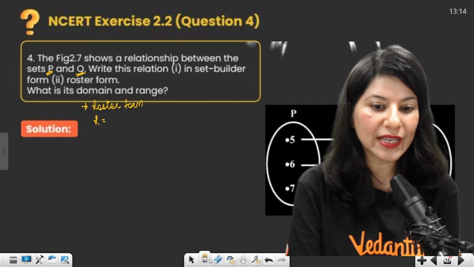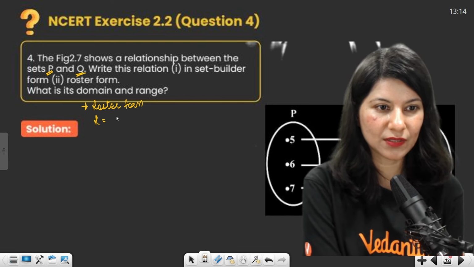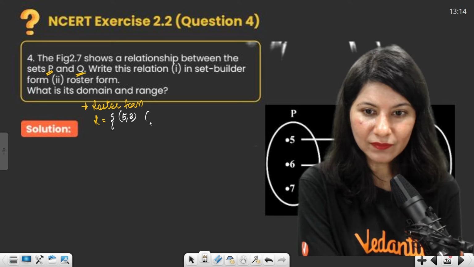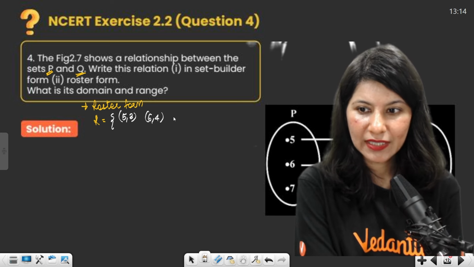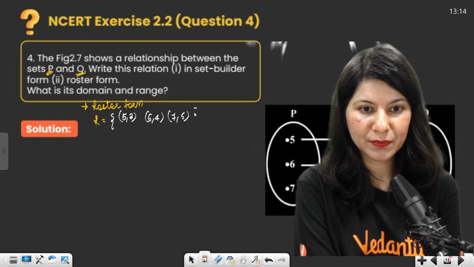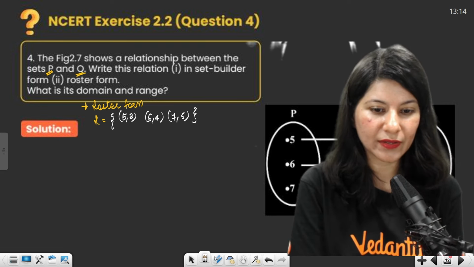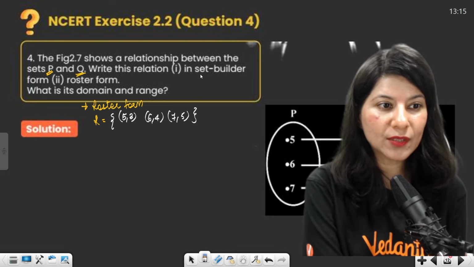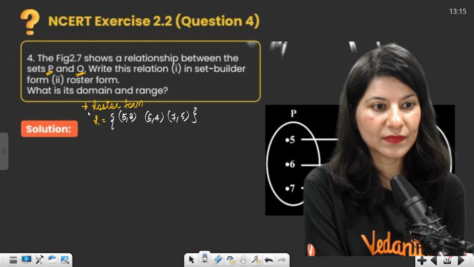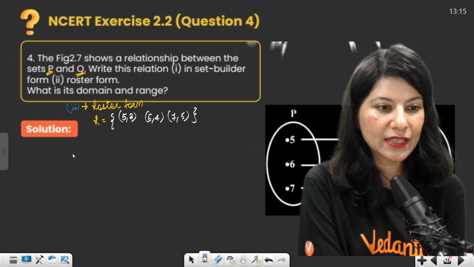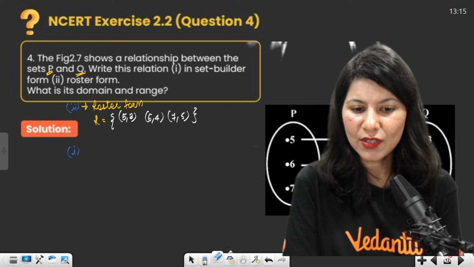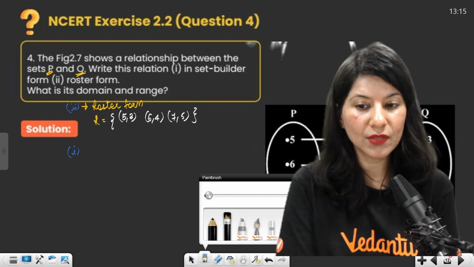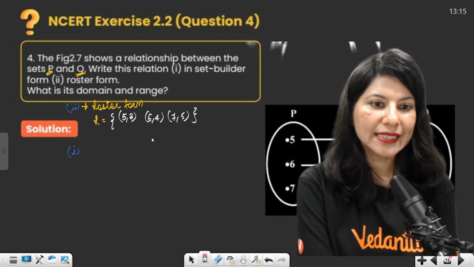And then after that, looking at the pattern, we can write the set builder form. 5,3; 6,4; and 7,5. Perfect. This is R. Then we have the set builder form. So the second part is done. Now, for set builder form, you have to know the pattern, otherwise you won't be able to write it clearly.